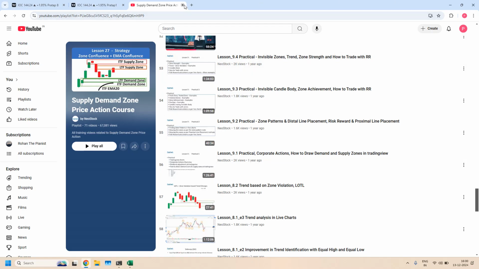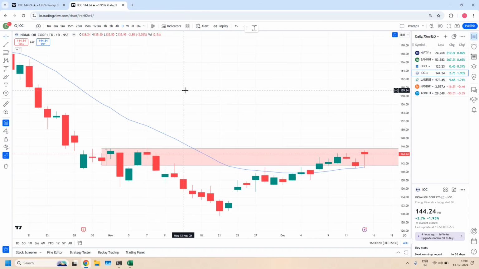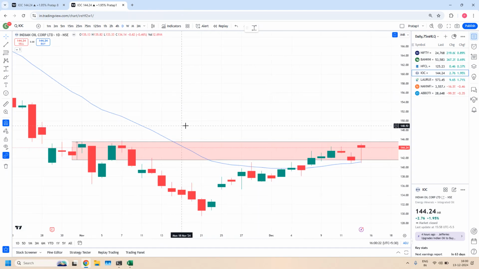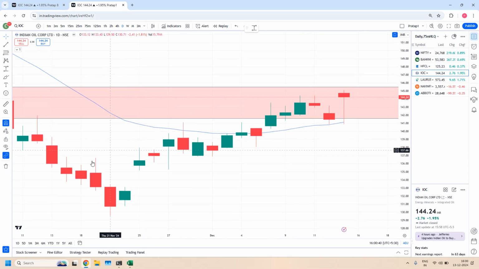First, let us look into this IOC. Yesterday, our software identified this as a stock near a high liquidity zone. Our software identified this as a rally based drop. We have a rally candle, 3 base candles and a drop candle. The moment you draw this zone, it looks like a pierced zone.